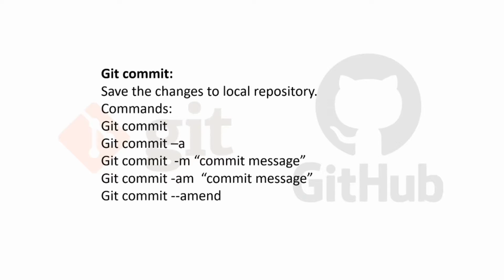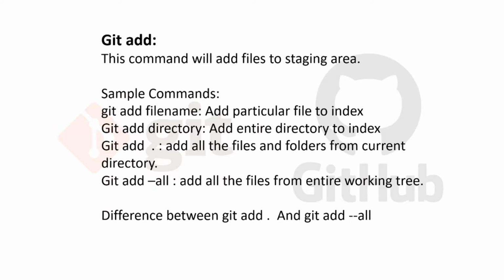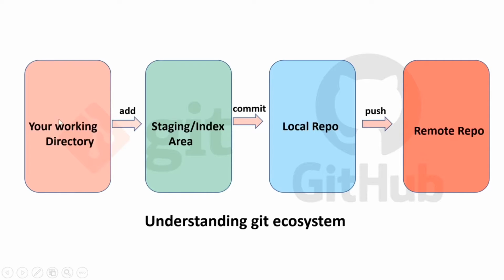So what can git commit do? In the previous video we discussed git add. What exactly can the git add command do? Git add will stage your changes to the staging area. From your working directory, it will promote those changes to the staging area. After that, the git commit command can save your changes to the local repo with a commit id. So let's see what commands there are.